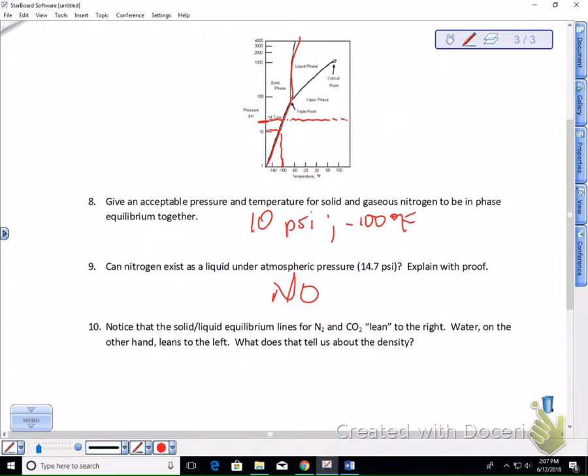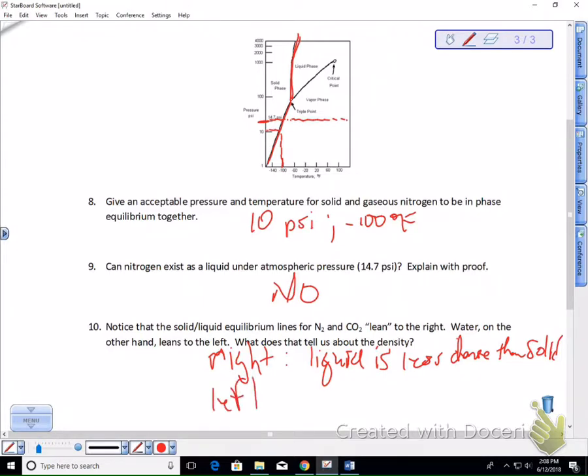It turns out that when this line right here leans right, that means that the liquid is less dense than the solid. But when it goes and leans to the left, like water does, it's the opposite.